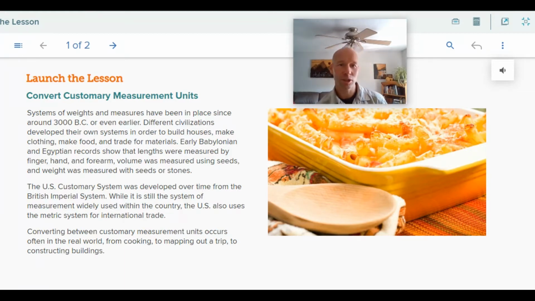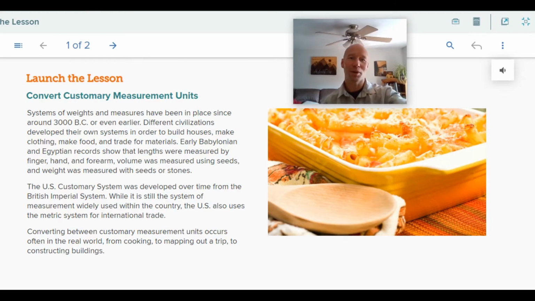Early Babylonian and Egyptian records, which you're going to learn about this year, showed that lengths were measured by a finger, a hand, a forearm, and that volume was measured using seeds, and weight was measured with either seeds or with stones. The U.S. customary system was developed over time from the British imperial system. While it is still the system of measurement widely used within the country, the U.S. also uses the metric system for international trade, which is much better. If you've ever been to Mexico, they use the metric system. Much better way to go.